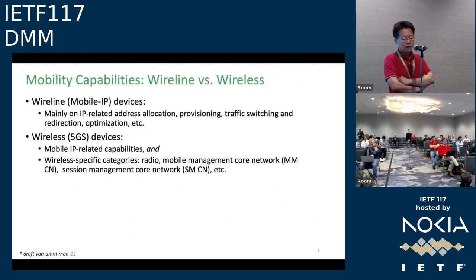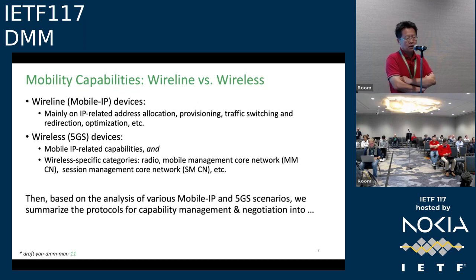Yeah, here, before I go further, I just give two terminologies, two concepts. One is the wireline devices, one is the wireless devices. Regarding the mobility capabilities, for wireline devices it's mainly IP related, like address allocation, provisioning, traffic switching, redirection optimization. But for the wireless devices, the mobility capabilities consist of both the mobile IP related, that's the one I described above, and also wireless-specific categories, like the radio one, and mobility management, like session management. Those are some terminologies I got from the 5GS. Yeah, so, just the key.